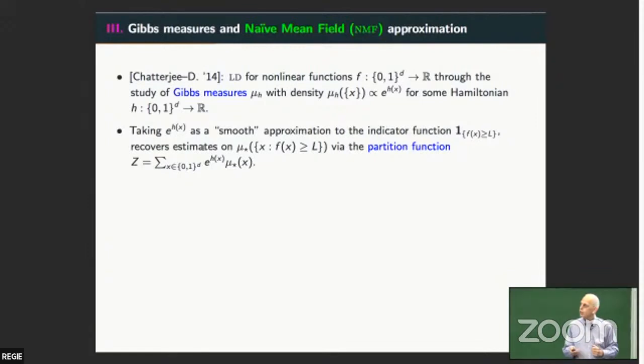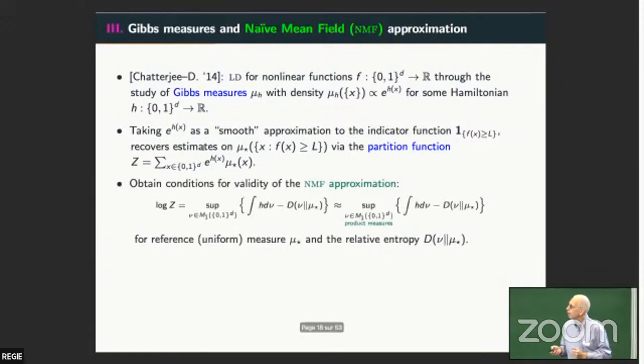Now, what is useful here is that for a partition function, for a formula of this type, we have in large deviations always a dual parameterization. The log of Z, the log of this sum, can be written as a supremum over all probability measures of the linear functional h times the candidate probability measure nu, minus the relative entropy between nu and your known distribution mu star.